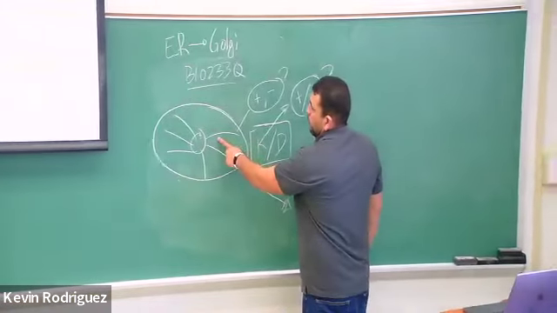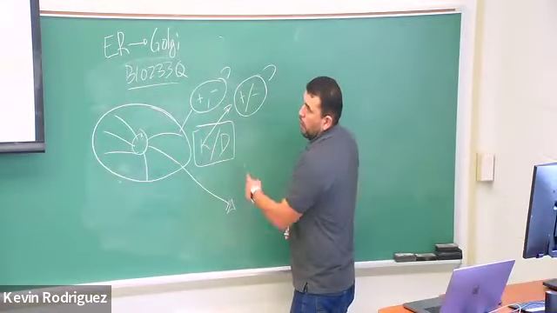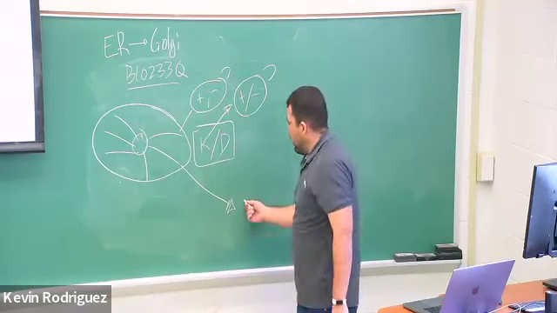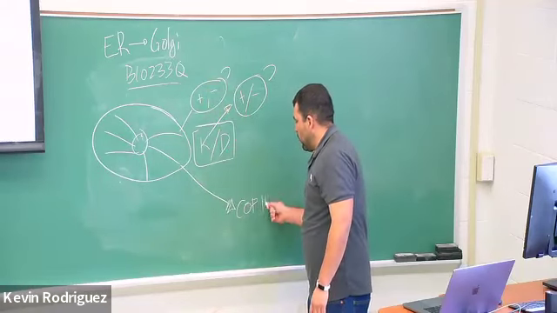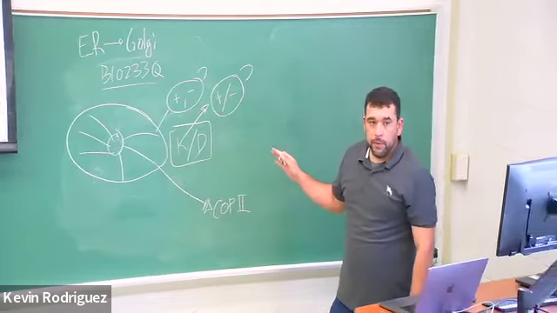What's the arrangement of the microtubules? Which one of these two molecules would you use? And in this case, we have to use COP2. Does that make sense?